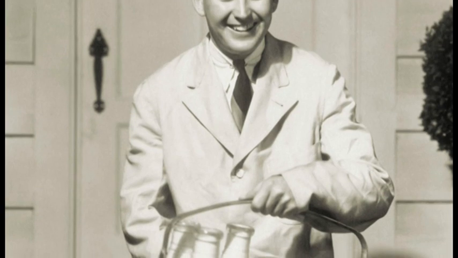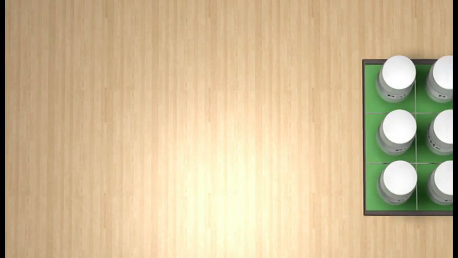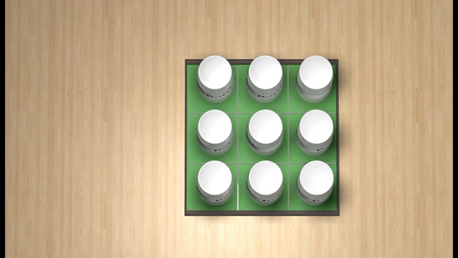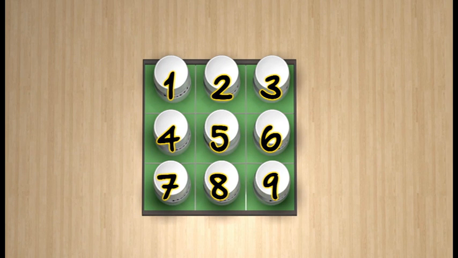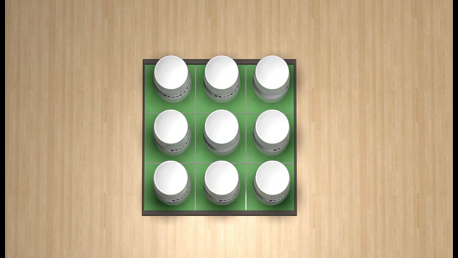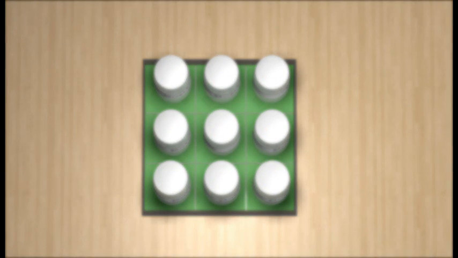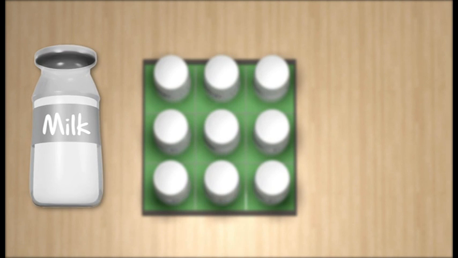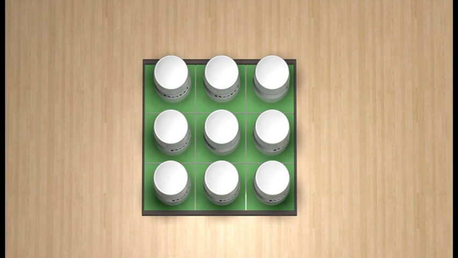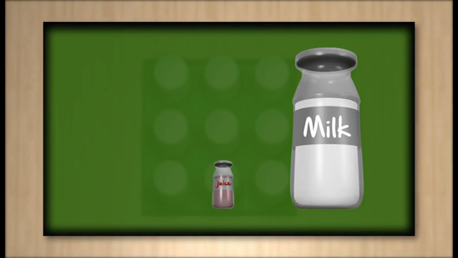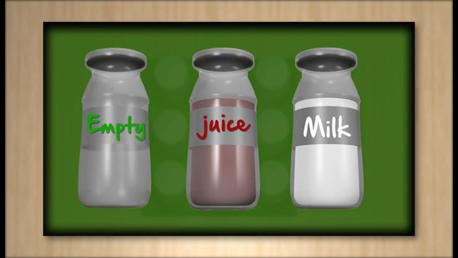Let's take a simple analogy to see how it works. Imagine that milk and fruit juice in your office is delivered in bottles that are placed in trays with 9 compartments arranged as a 3x3 grid. Each compartment of the tray contains a bottle which may contain milk, juice, or be empty. Looking from the top, we cannot make out which bottle is of which kind. However, different types of bottles absorb different amounts of light.